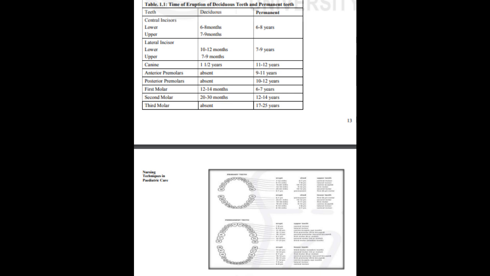General instructions. Explain the purpose to the parents. Put the child at ease.